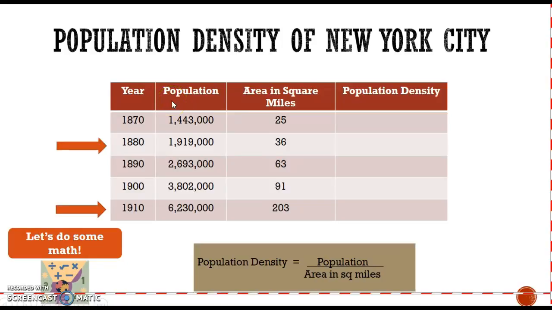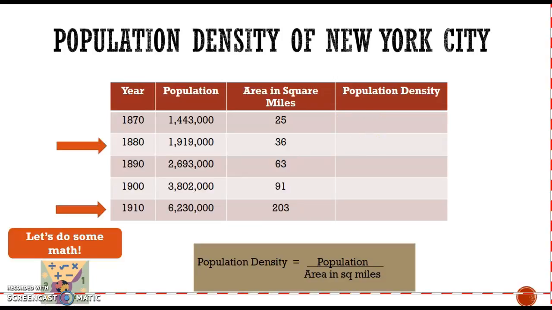So if we go to this example here, in the year 1870, there were 1,443,000 people in the United States. And if in an average area of 25 square miles, we divide that by 25, and then we find the answer. The answer would be 57,720.